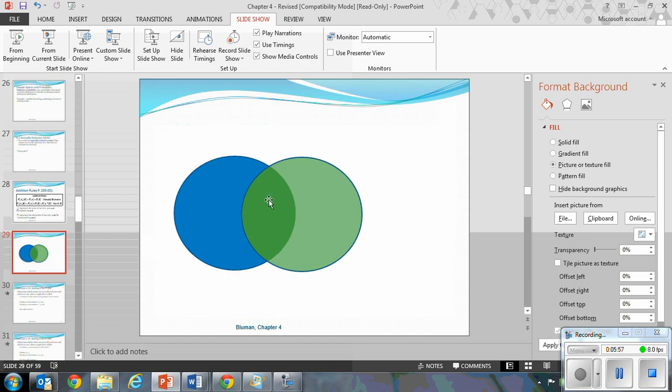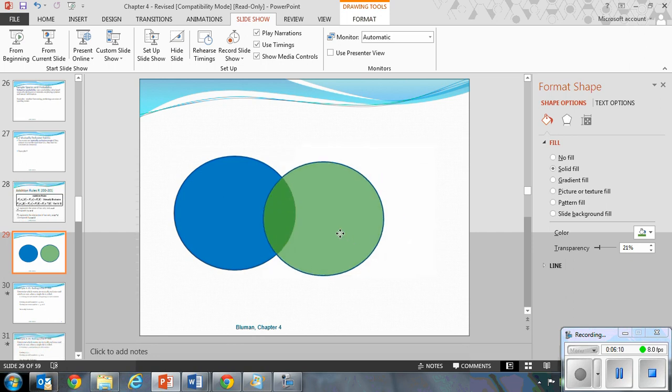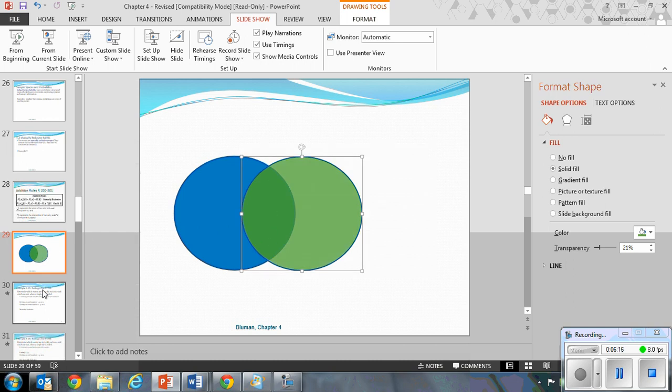The reason you have to minus it is because you've added it twice. You've added the section in the blue and the section in the green, and you've counted those people twice. So you have to subtract that intersection. Okay?